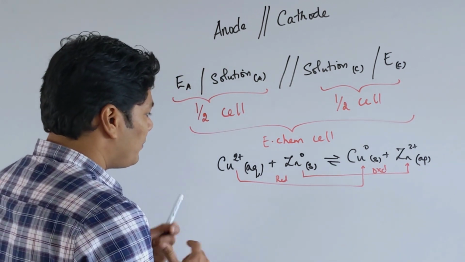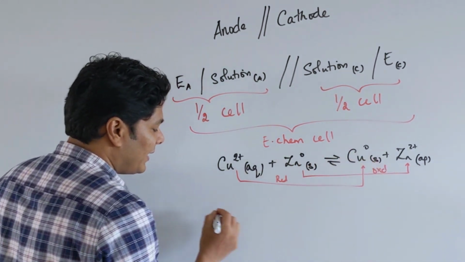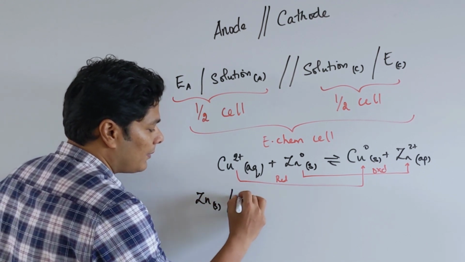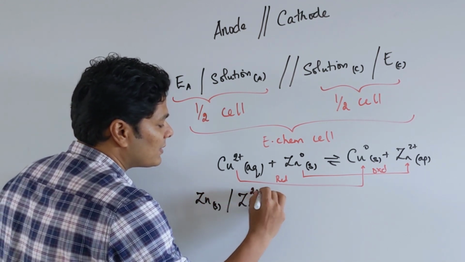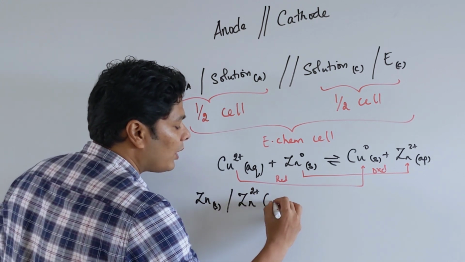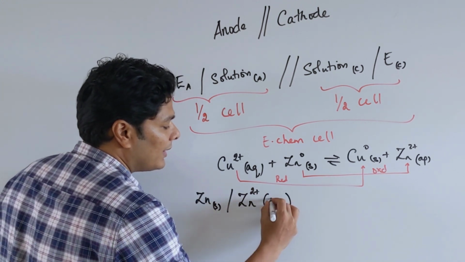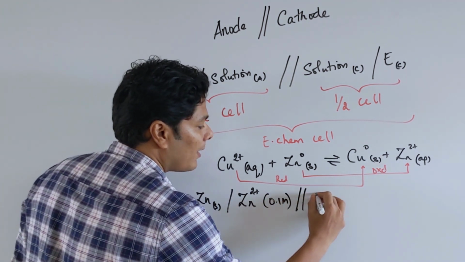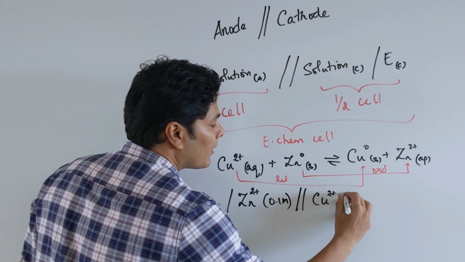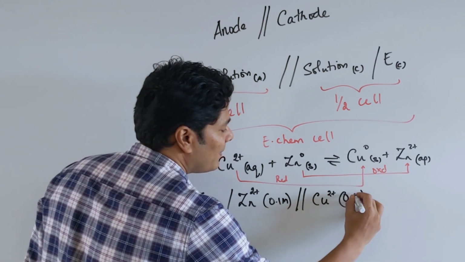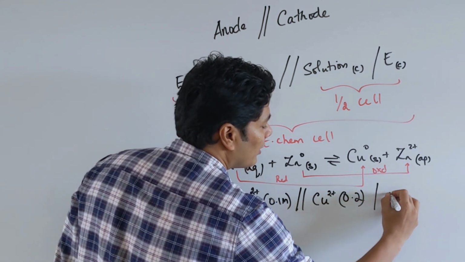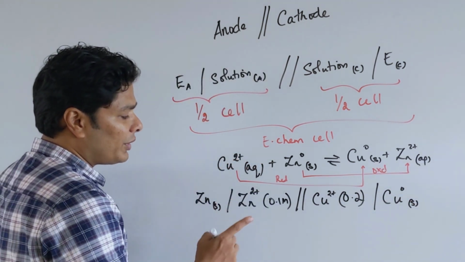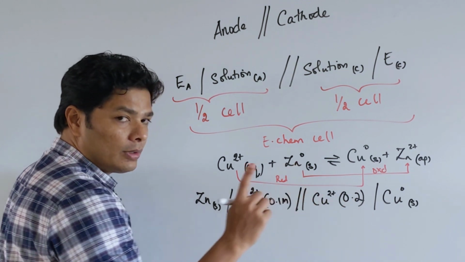So the cell notation would be my anode, which is my zinc solid, bar, zinc 2 plus, and they can give you concentration here. Let's say for example 0.1 molar. Double bar, my copper 2 plus, concentration of copper 2 plus, let's say maybe 0.2 molar, single bar, copper 0 solid. Now all cells have the same notation, anode, double bar, cathode, that's one.